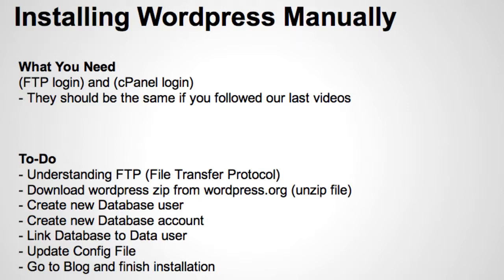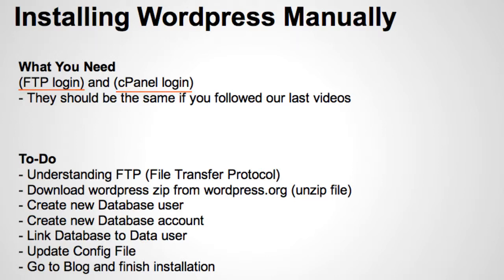Now you're going to need a few things to get this done. You're going to need your FTP login info and your cPanel login info. If you followed from our previous videos, those two would be the same thing. If you just need to learn how to install WordPress manually, then you're definitely going to need to know what your FTP and your cPanel login are.